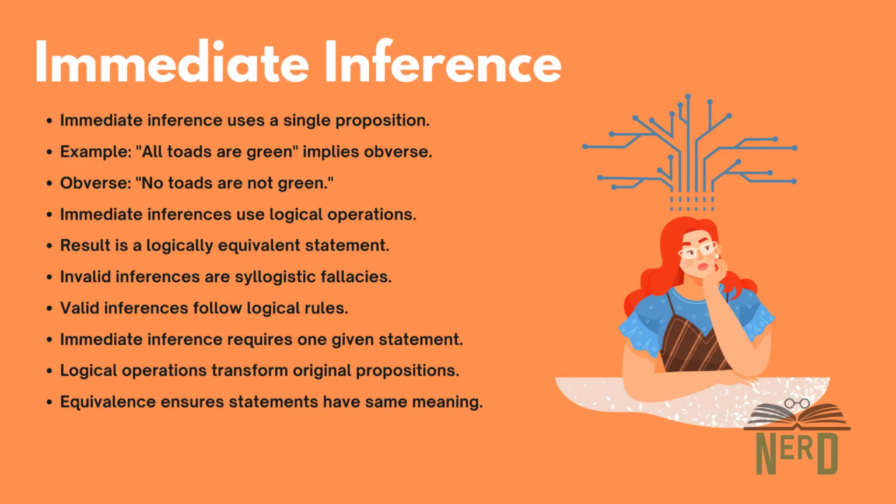Immediate inference. An immediate inference is a type of reasoning where a conclusion is derived from a single statement or proposition. For example, from the statement, all toads are green, we can immediately infer, no toads are non-green. This specific type of inference is known as obversion. Immediate inferences use logical operations to create statements that are logically equivalent to the original statement. However, there are also invalid immediate inferences, known as syllogistic fallacies.